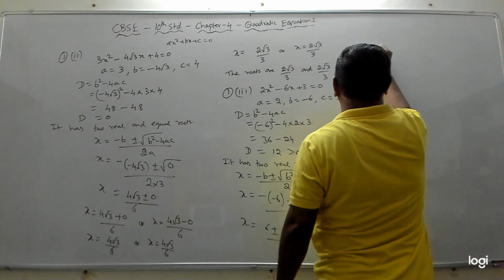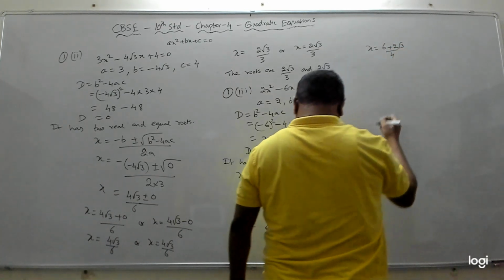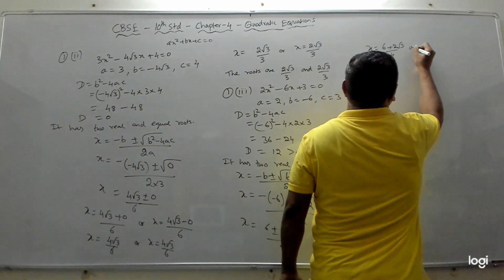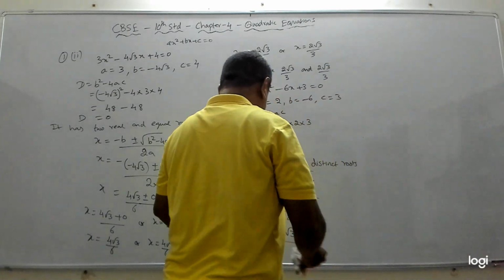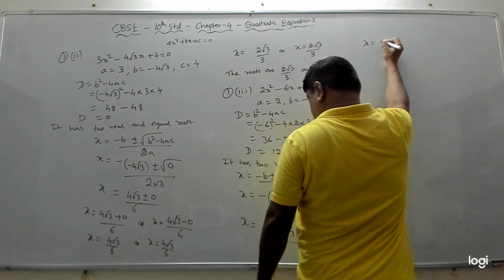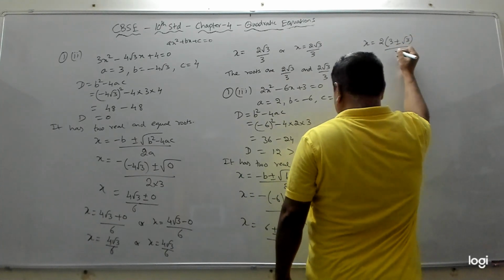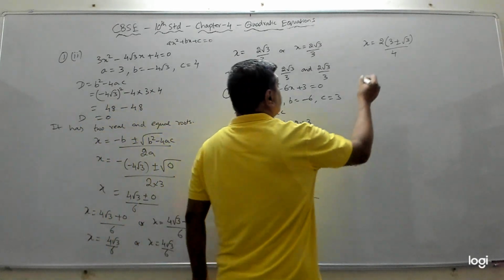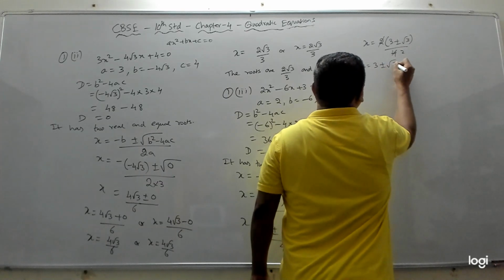So your x is 6 plus 2 root 3 by 4 or 6 minus 2 root 3 by 4. We can do one more step. Here we can take 2 common. If I take 2 common from the numerator, then this 2 and this 4 will get cancelled. I'll get 2. So you get x is equal to 3 plus or minus root 3 by 2.